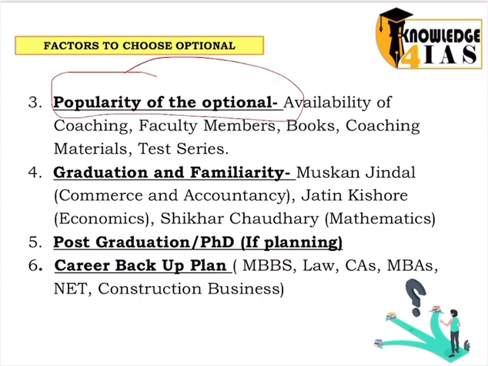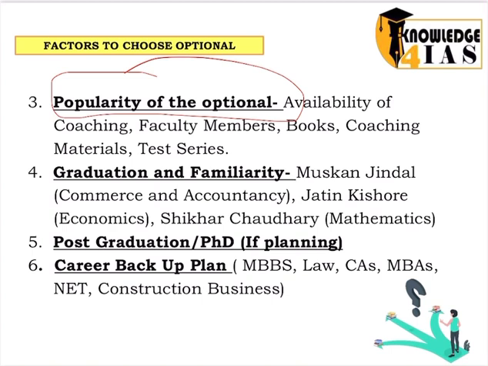Then the third factor is popularity of the optional paper. Why should the option be a little popular? Popularity only means one thing: since you have to prepare for an optional paper, you need very good resources. Resources in terms of coaching, a good faculty member, test series, notes, books, and mentorship. And you can get these resources only when that optional is a little popular.